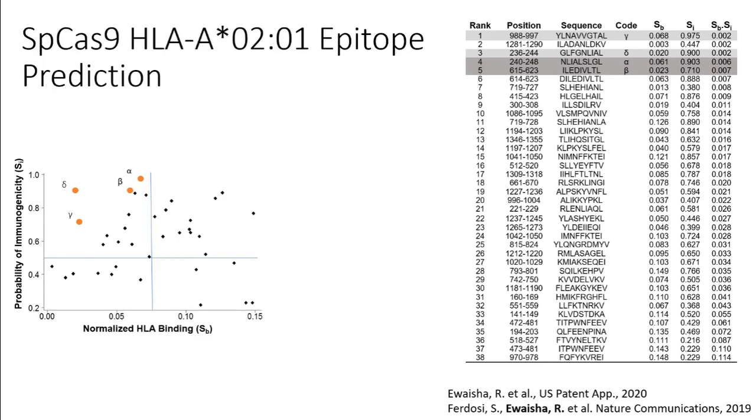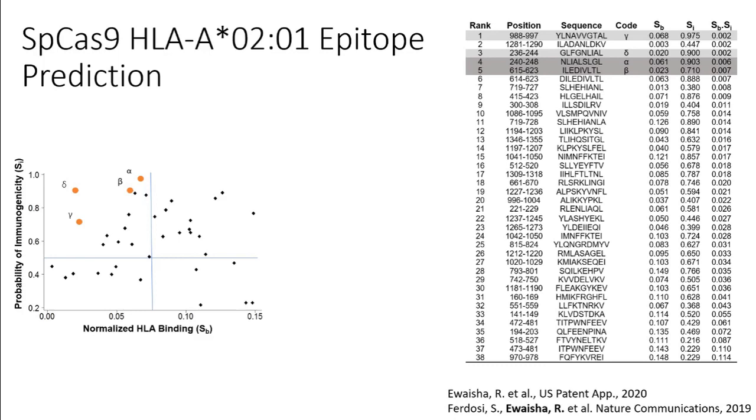To investigate this, we predicted HLA-A2 restricted T-cell epitopes derived from SP-Cas9, or Strep pyogenes Cas9, using our ANN Hydro algorithm. There were two scores for each peptide: normalized binding score, or SB, which reflects its binding affinity to MHC, and the immunogenicity score, or SI, which reflects the hydrophobicity of TCR contact residues. So the best candidates would be expected to be in this quadrant here.